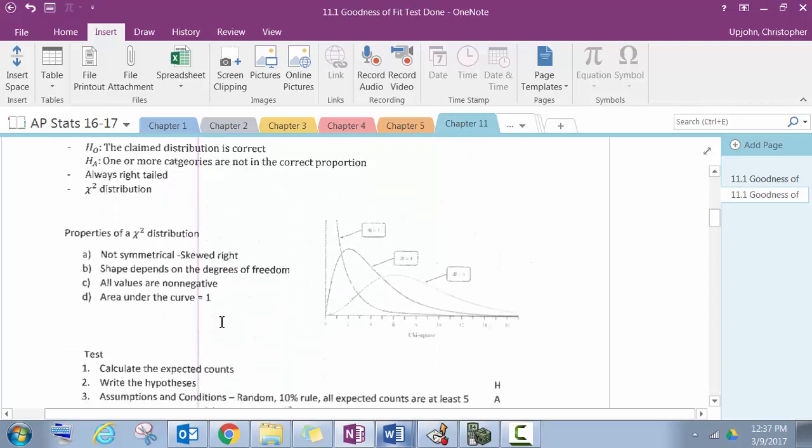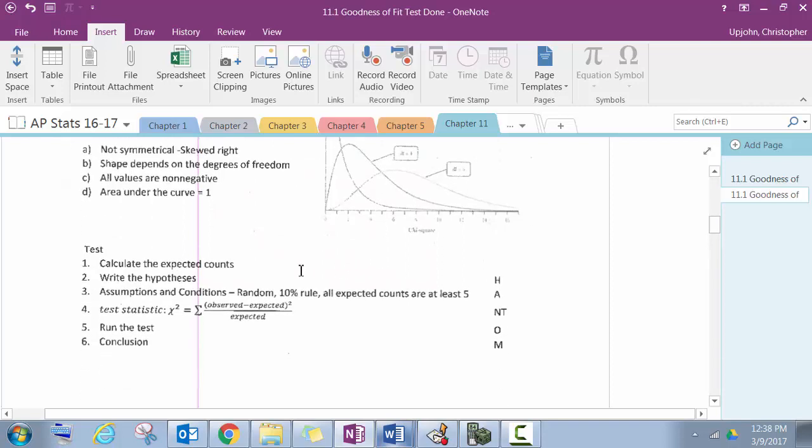Properties of chi-squared distribution. We look over here, it's kind of faded, but it's not symmetrical. It's skewed right. Very skewed right. Shape depends on degrees of freedom. All values are non-negative because it's chi-squared. They are squared, so they can't be negative. And area under the curve is equal to 1, just like it always was. So here is a low degrees of freedom, a little bit higher, it starts to get a little bit more symmetrical, but still skewed right.